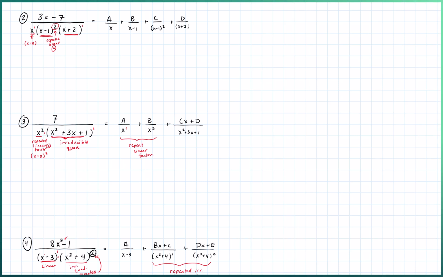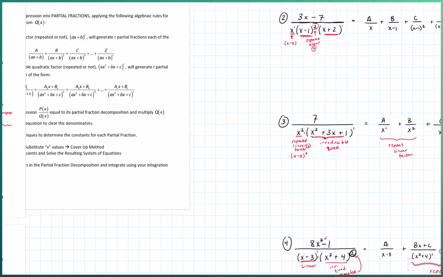So for each linear factor, we get a little mini fraction, a partial fraction of the form A over that linear factor. If it's repeated, we would get more than one of those. And if it's an irreducible quadratic, it will be of the form Ax plus B, a linear term on the top, over the irreducible quadratic on the bottom. And if the irreducible quadratic is repeated, like in the last one, then we will have more than one of those terms. Okay, so this video was just practicing with the algebra.